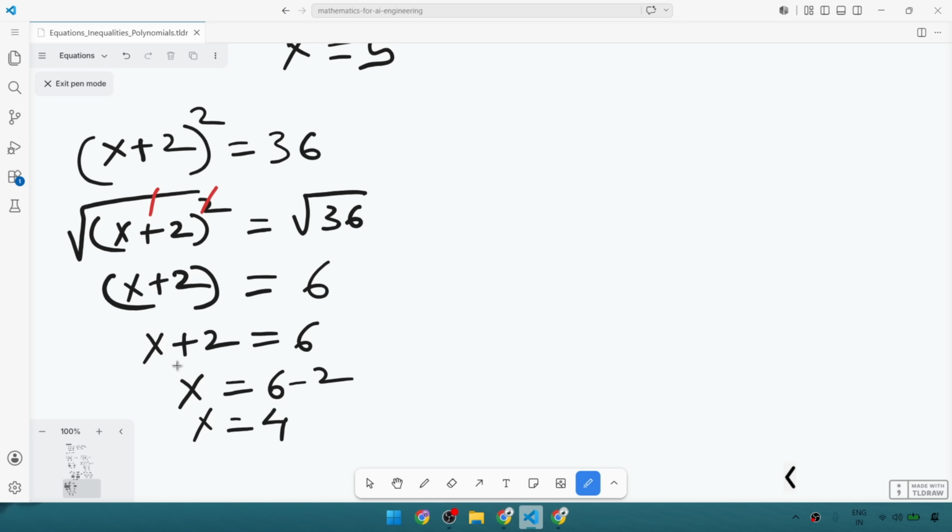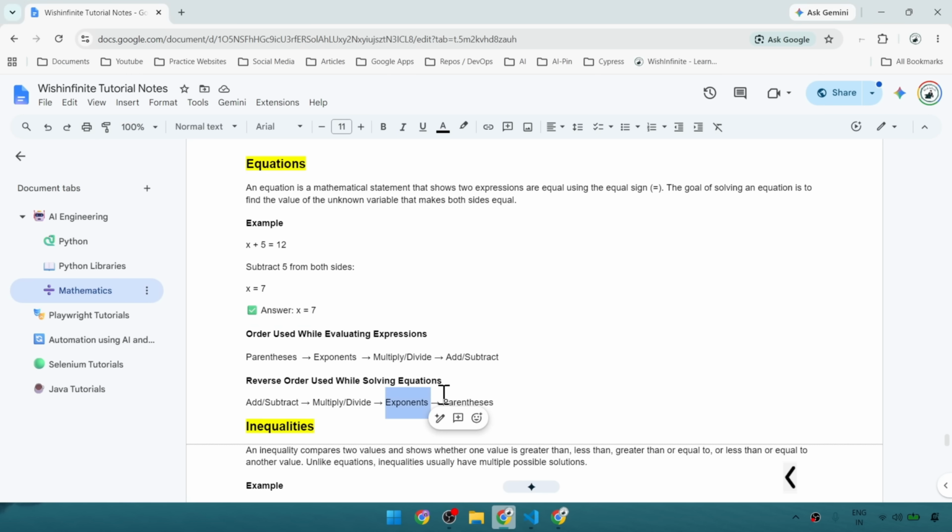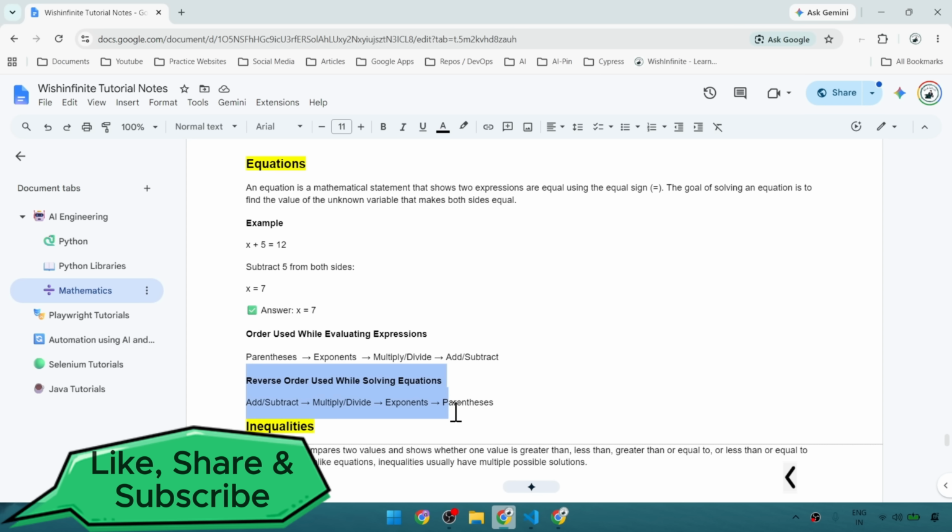Or just to keep the thing simple, you just do the opposite operation at both the sides. So here it will be minus 2 and here also it will be minus 2 and you will get your answer. And like this you can solve any of the equation. You just need to follow this particular simple rule.